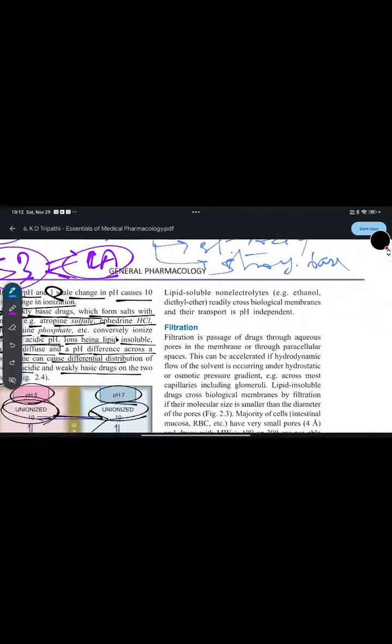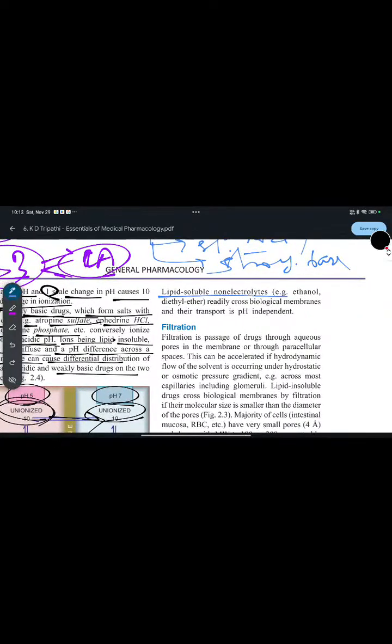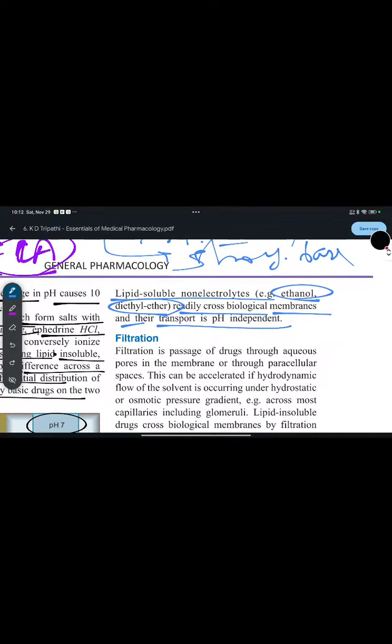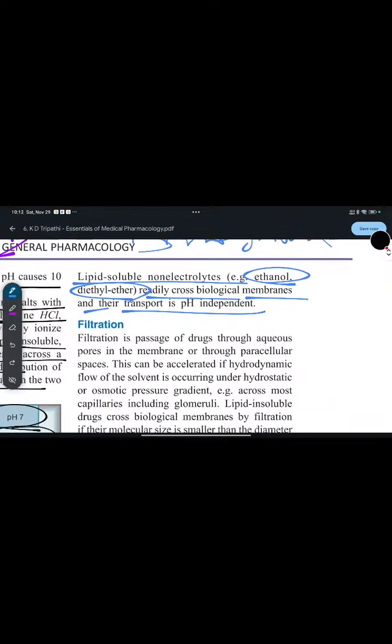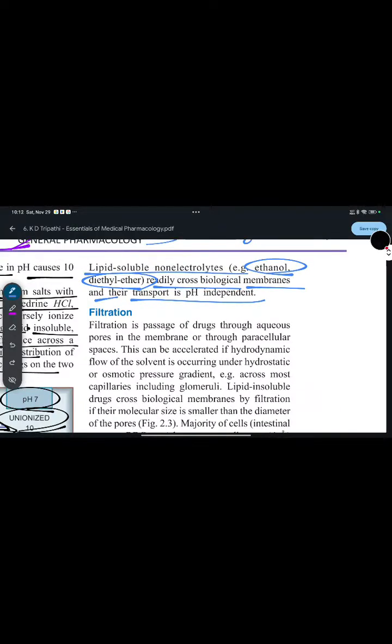Lipid soluble non-electrolytes such as ethanol and diethyl ether readily cross the biological membrane, and their transport is pH independent. So ethanol and diethyl ether are pH independent.